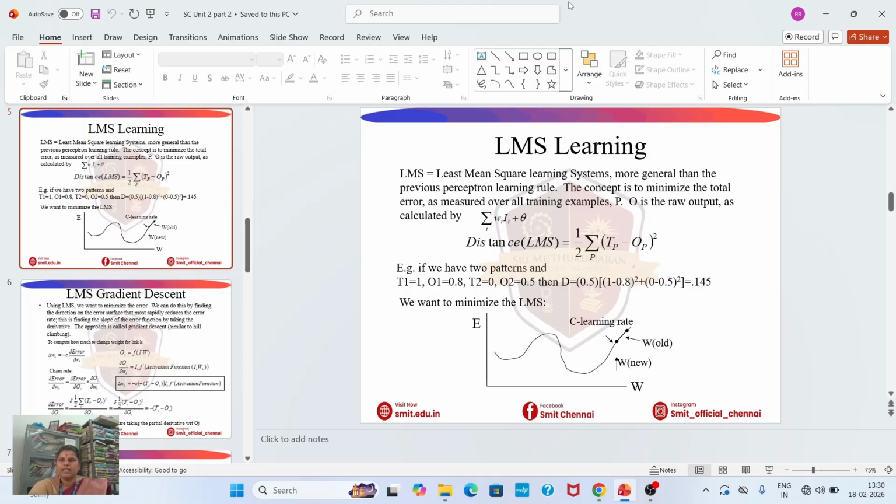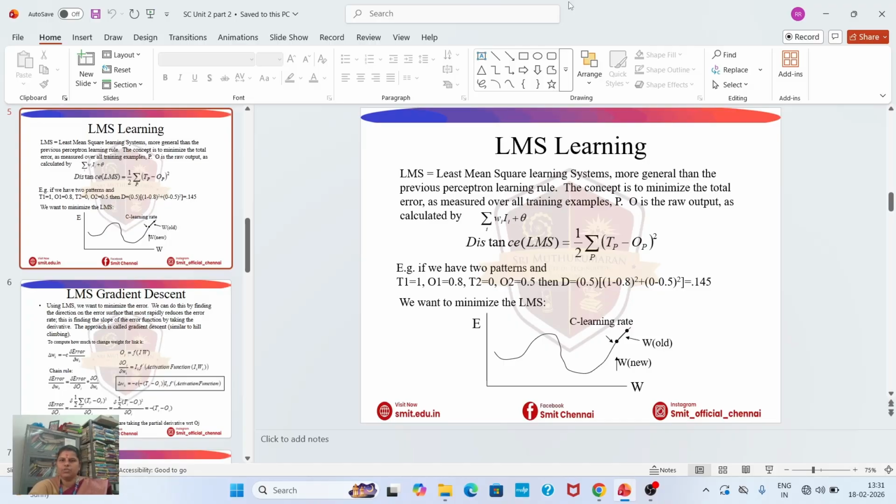Then the LMS error formula is E equal to 1/2 times the sum of (tp minus op) the whole square. This is called the mean squared error, where tp is the target output for pattern p and op is the actual output. The squared error is always positive. The 1/2 is used to simplify differentiation. The goal is to minimize the error.